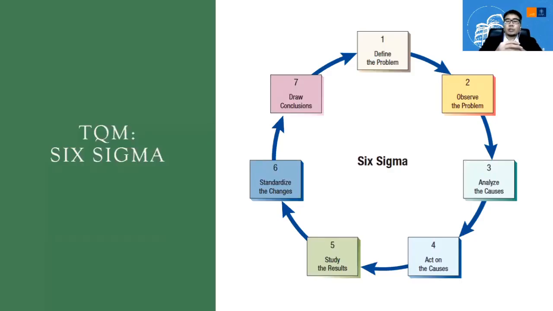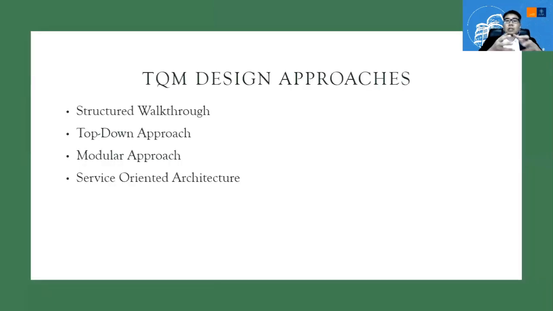In order to achieve TQM in our information system, first we need to assure the quality of the information system itself. First, we need to assure our quality of design. These are some of the design approaches to ensure that we can achieve TQM.